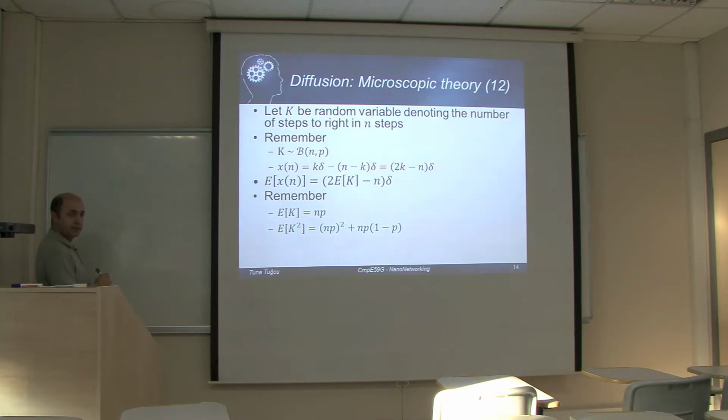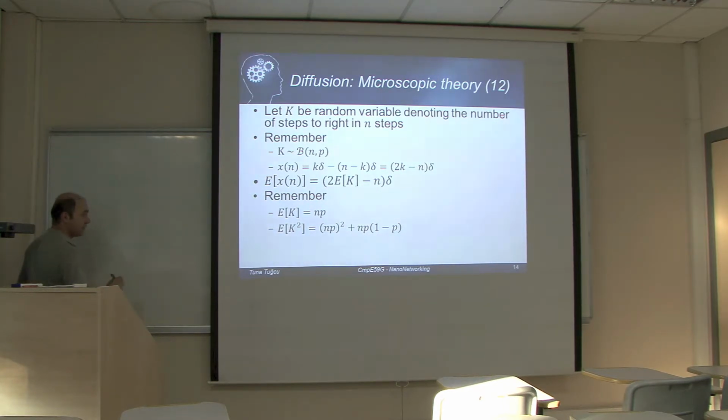Is that right? That would be only this thing. Minus 4 times the expected value of k, which is np, times n: 4n squared p, plus n squared. This whole thing multiplied by delta squared.